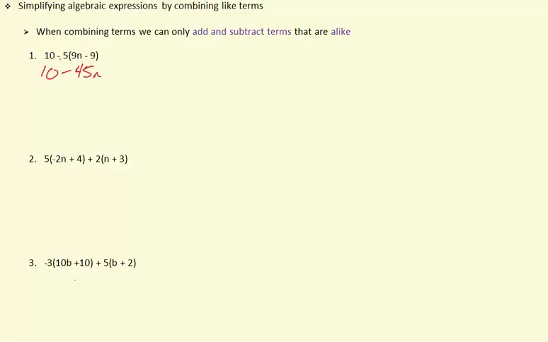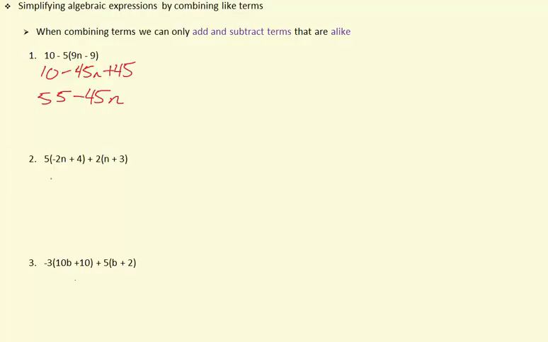And then if we take negative 5 times negative 9, it'll give us a positive value of 45. Now we can add our 10 plus our 45, which will give us 55 minus 45n, which is the simplest expression we can get.